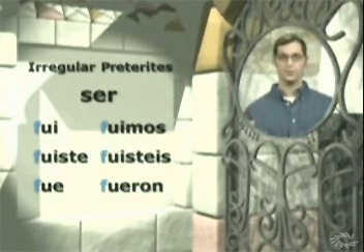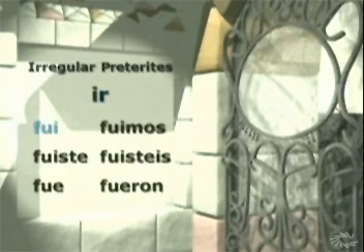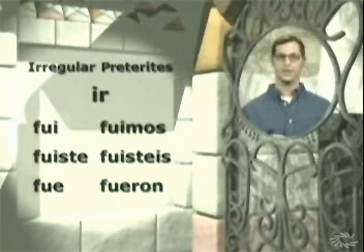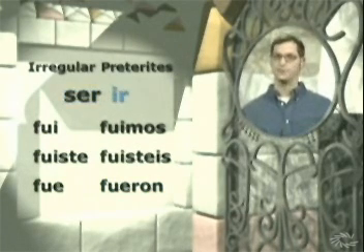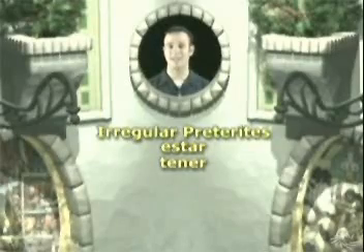Nevertheless, ser is one of the most important verbs out there, so it's important to know. Besides, check out the preterite conjugation of the verb ir. Ir. Fui, fuiste, fue, fuimos, fuisteis, fueron. Two for one. Yep, the preterite conjugations for ser and ir are absolutely identical. So when you see one of these in a sentence, you have to rely on context to tell you whether you're being or going.